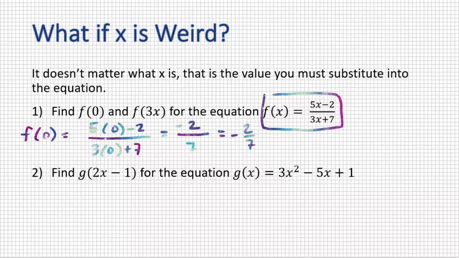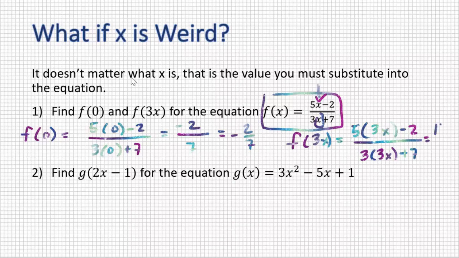So that's f at 0. But what about f at 3x? Well, you're going to do exactly the same thing. Everywhere that we see an x in the original function, we're going to replace it by 3x. So we get 5 times 3x minus 2 divided by 3, also times 3x, that's where we see an x in the original function, plus 7. We can simplify this somewhat by doing the multiplication of 5 times 3x. It's fairly straightforward to do, so we have 15x minus 2 divided by 9x plus 7.